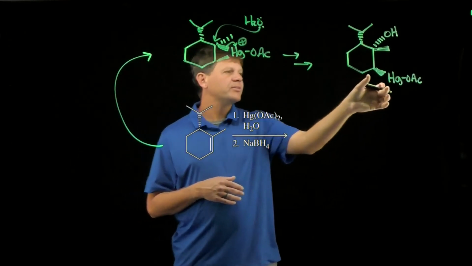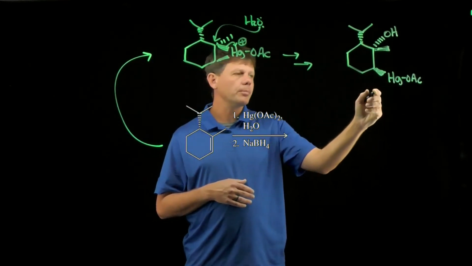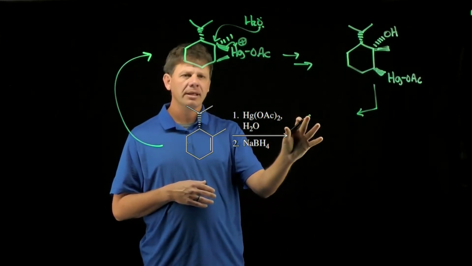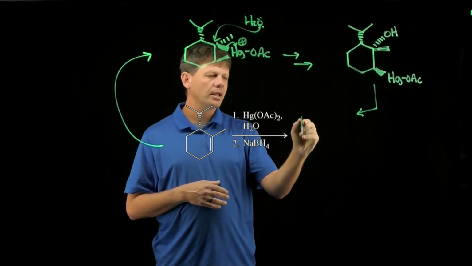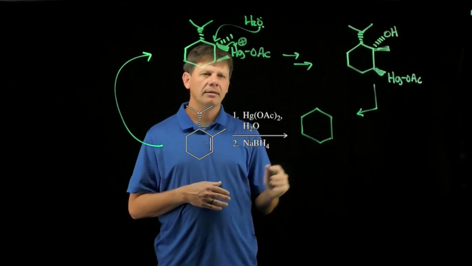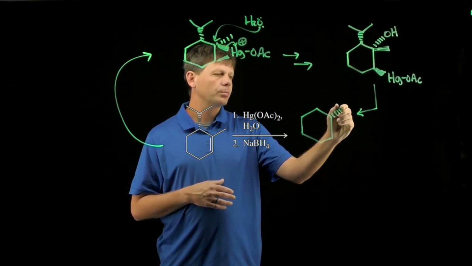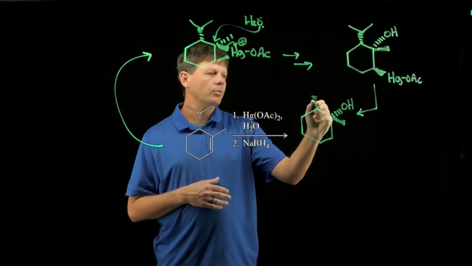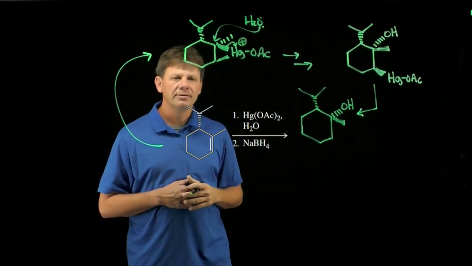Step two is to simply reduce that carbon-mercury bond with sodium borohydride, replacing it with a hydrogen, and so the product that we end up with will be this one here. Hydroxyl group is still back, this methyl still forward, the isopropyl group is down.